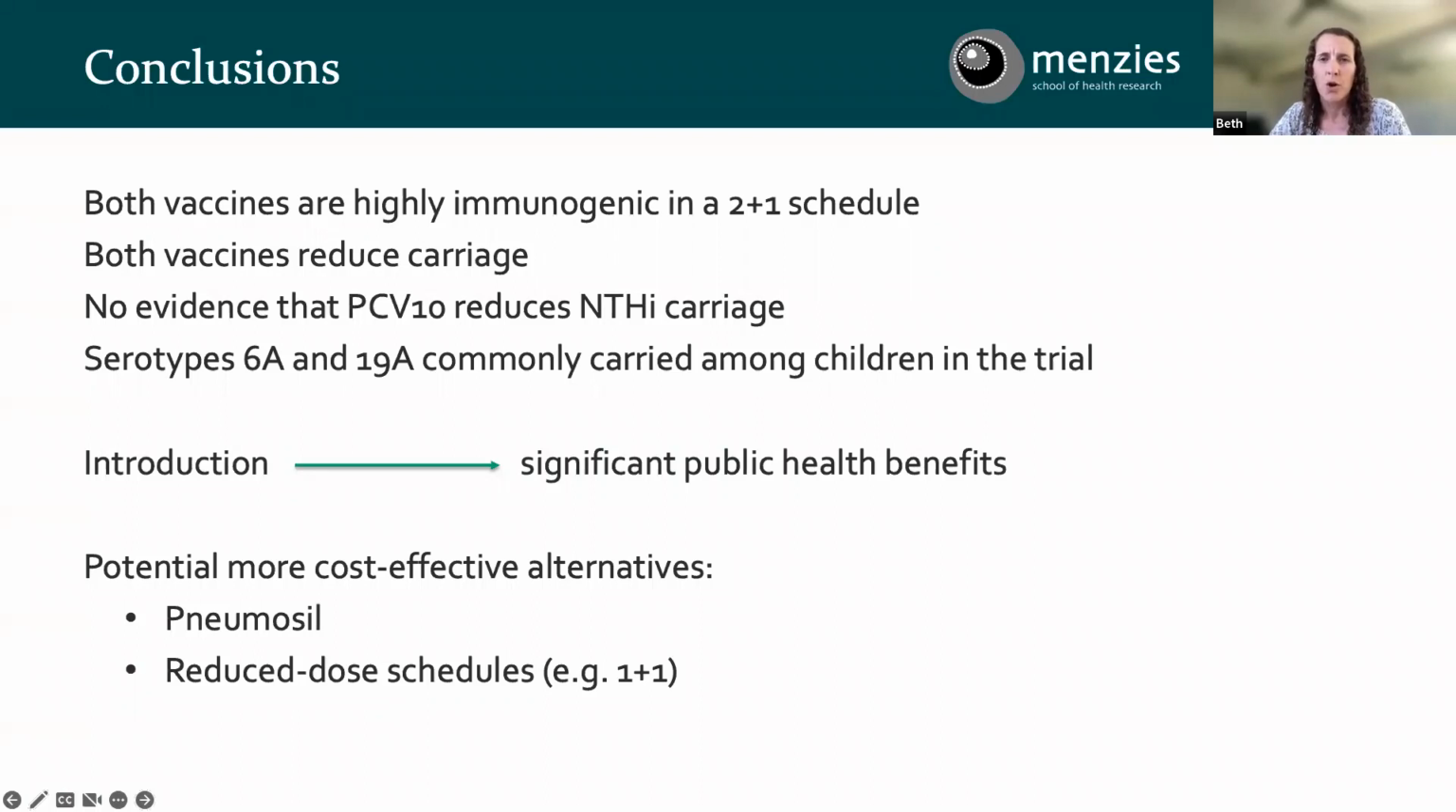And just a small comment to finish off, there are also more potentially cost-effective alternatives for PCV introduction into Vietnam and to other countries. These include the use of Pneumococcal, which has a lower price than PCV10 or PCV13, and also has the advantage of including serotype 6A. And also looking at schedules with fewer doses. That was actually the subject of our second trial, and perhaps we might be able to present some of that data later this year.